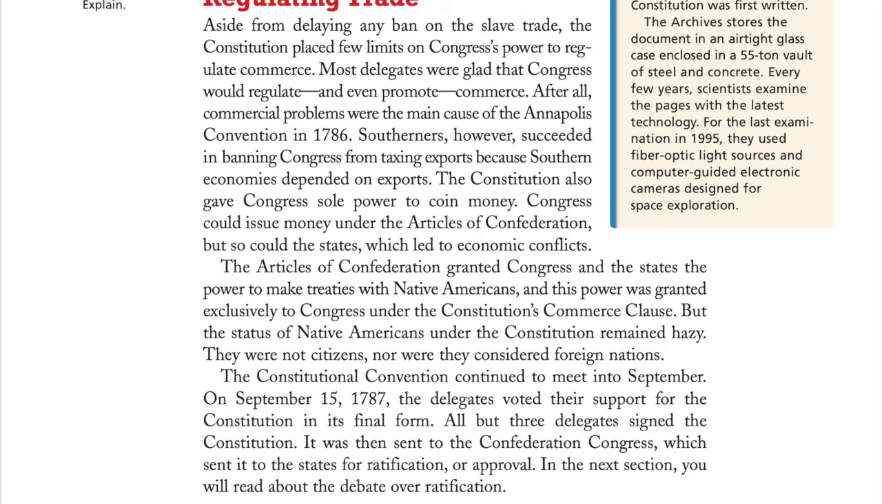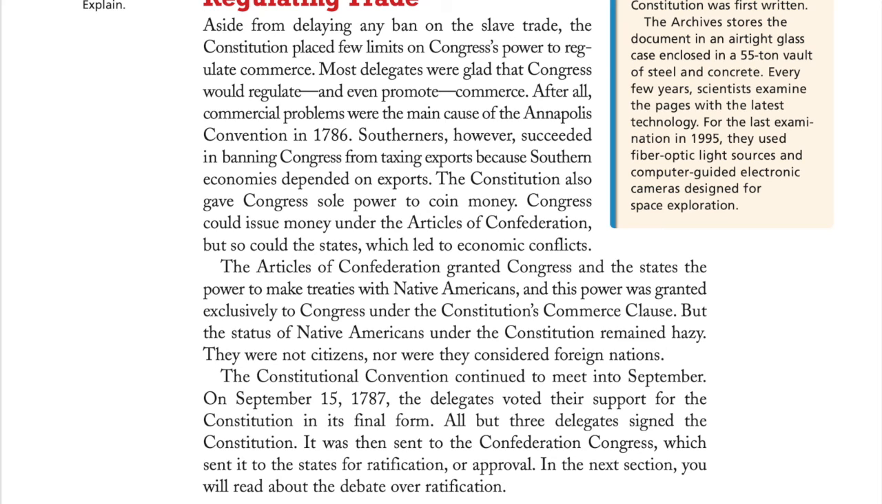Regulating trade. Aside from delaying any ban on the slave trade, the Constitution placed few limits on Congress's power to regulate commerce. Most delegates were glad that Congress would regulate and even promote commerce. After all, commercial problems were the main cause of the Annapolis Convention in 1786. Southerners, however, succeeded in banning Congress from taxing exports because Southern economies depended on exports.